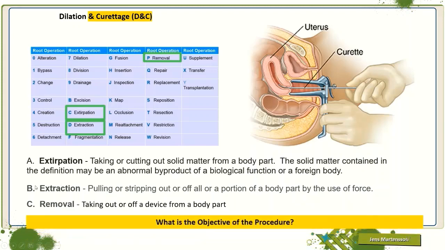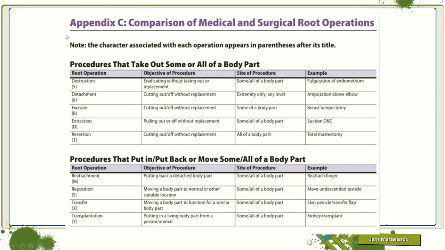Of these three, coders, what say you? Outstanding. The answer is B, extraction. You always have to think, what is the objective of the procedure? That is the moral of this story. Always think when you're coding PCS for the facility. Do not slip on your Appendix C, which categorizes your root operations according to their objectives.